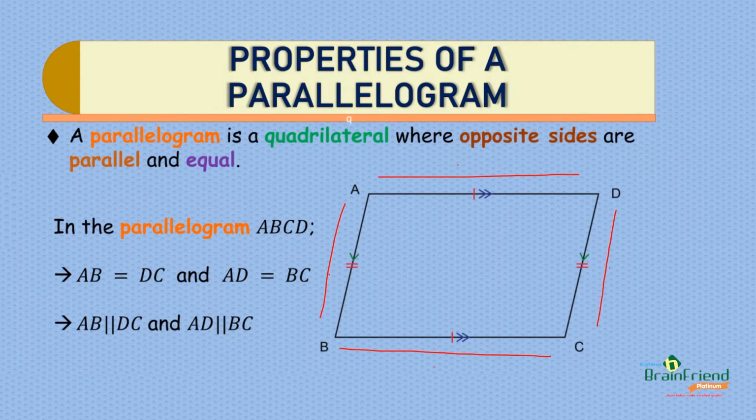Mathematically, AB = DC. This means that line AB is equal to line DC. Also, AB is parallel to DC. This is the sign we use to show that lines are parallel to each other.